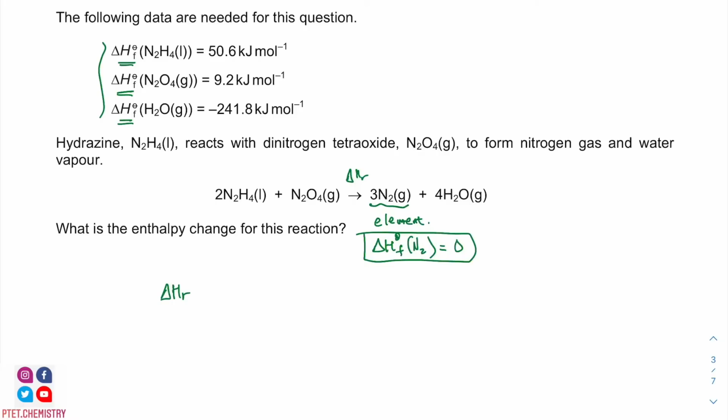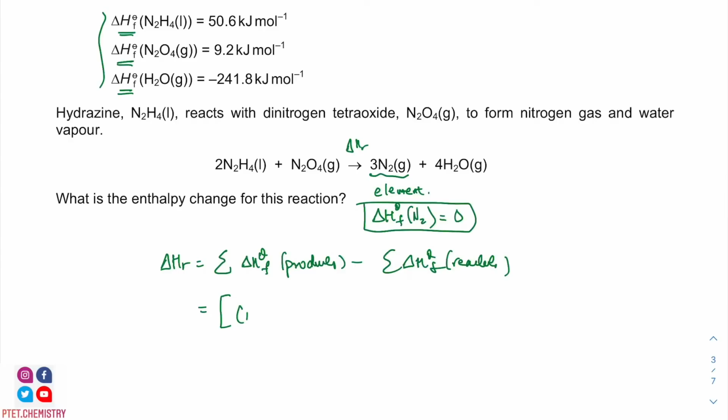Yeah, so the enthalpy change of reaction is the sum of the enthalpy change of formation of the products minus the sum of the enthalpy change of formation of the reactants. So the use of brackets and multiples are very, very important. I know the nitrogen by default is 0 because it's the formation of an element.